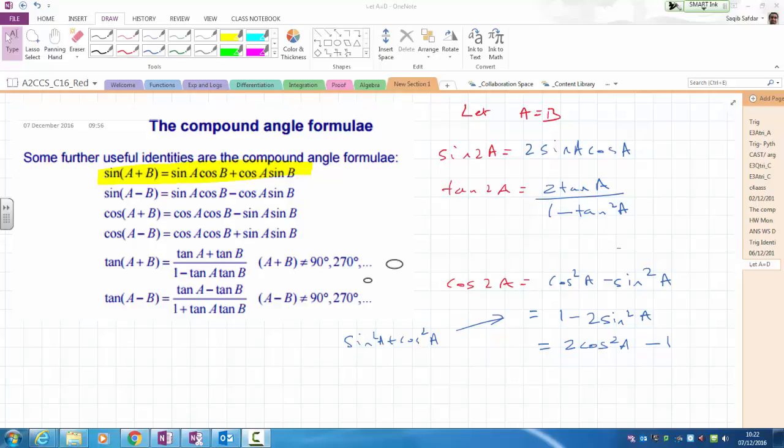Okay, right, so here we've got the compound angle formulae, which are given in the formula booklet. They relate A and B, so you've got a set of rules for sine, cos and tan.